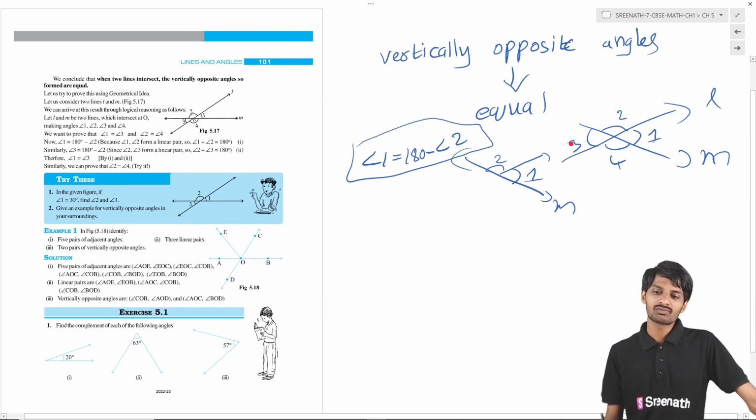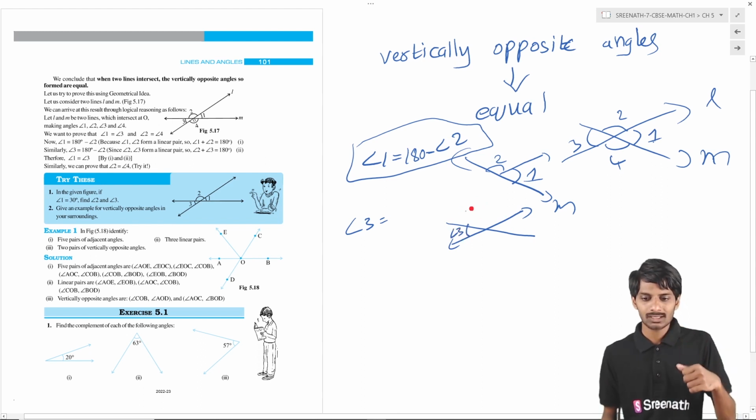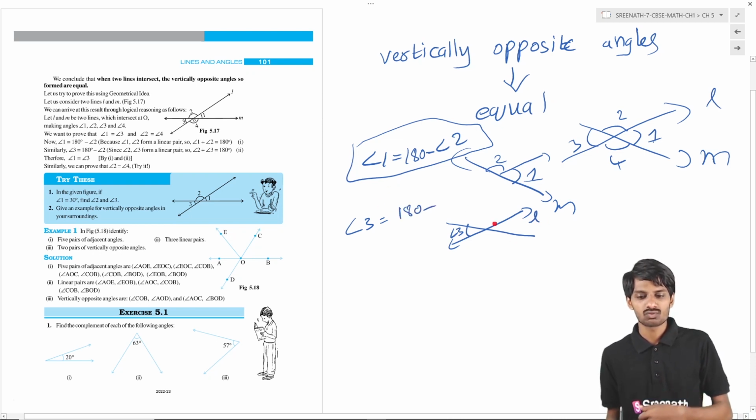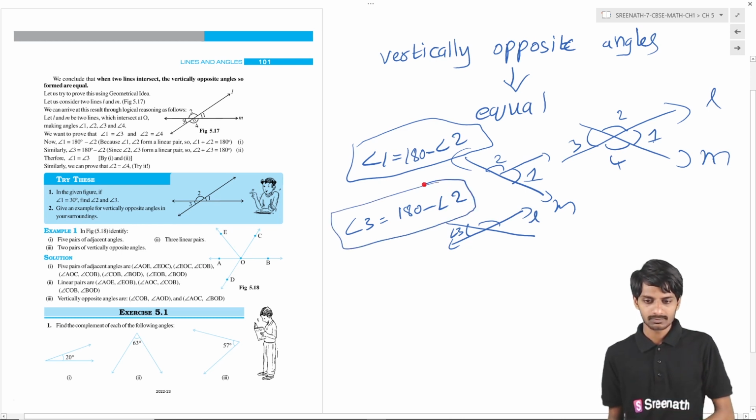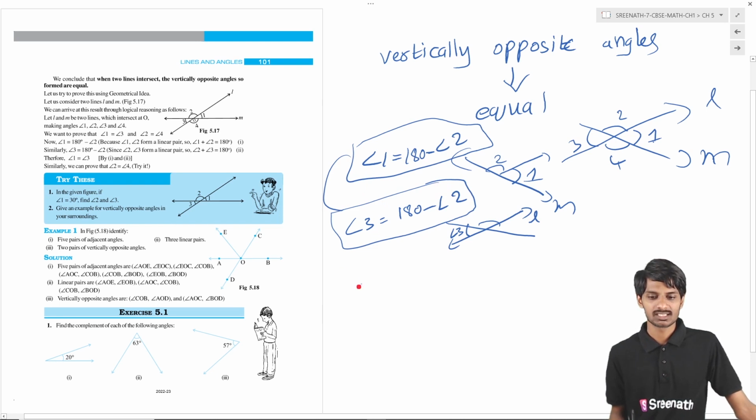Now observe it for angle 3. How can we write angle 3? Here this is angle 3. The total angle is 180 degrees because it is line M. So 180 degrees minus angle 2. If you clearly observe these two things, the right hand sides are equal, so we can equate the left hand sides. So finally angle 1 is equal to angle 3.